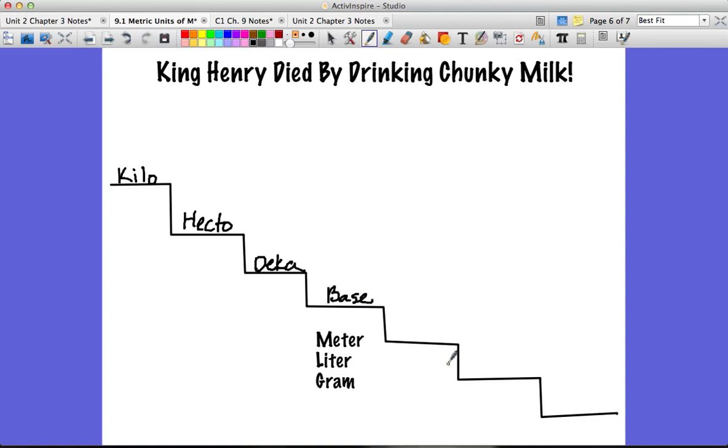You will want to make sure you have this written down. Then you have deci, centi, and milli.